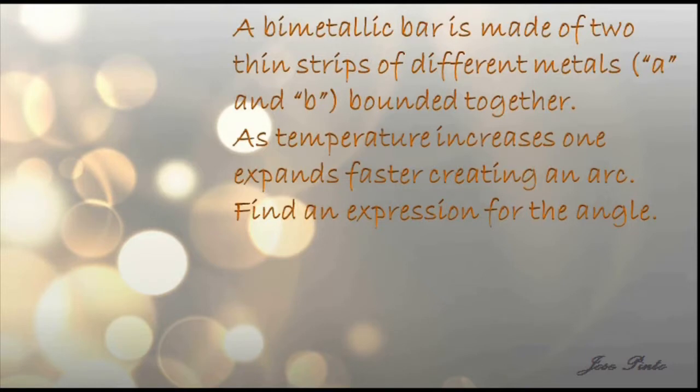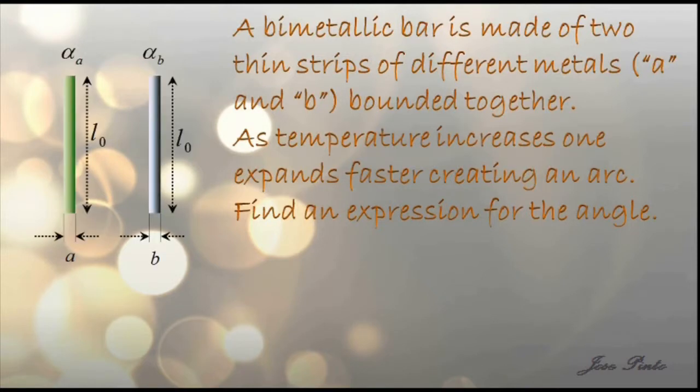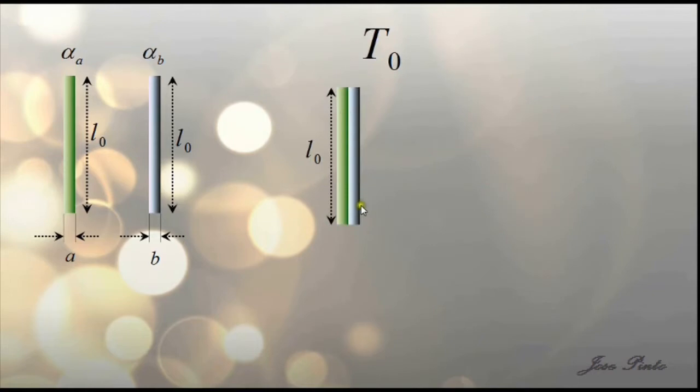Let's see. I have two metal bars, A and B, of equal length at some initial temperature, with different coefficients of expansion, of course, and they are bonded together. As temperature increases, one of these bars expands faster, and then it will create an arc. Then the question is, find the angle for this arc. So first I noticed that I can write the difference in radii in terms of A and B. These parameters indicate how thick the metal bars are.